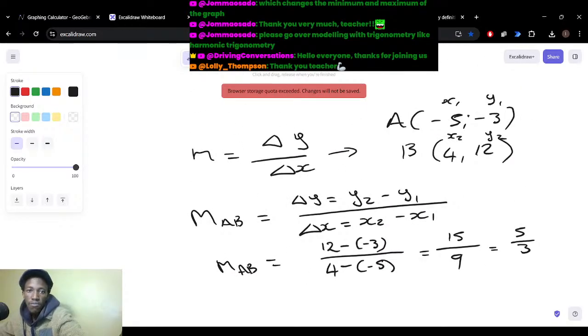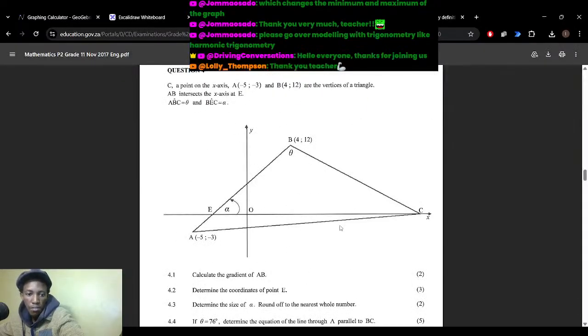Right, let's move on to the next question on our question paper. Determine the coordinates of point E. So we already have, okay, let's look at line AB. So how do you write it?